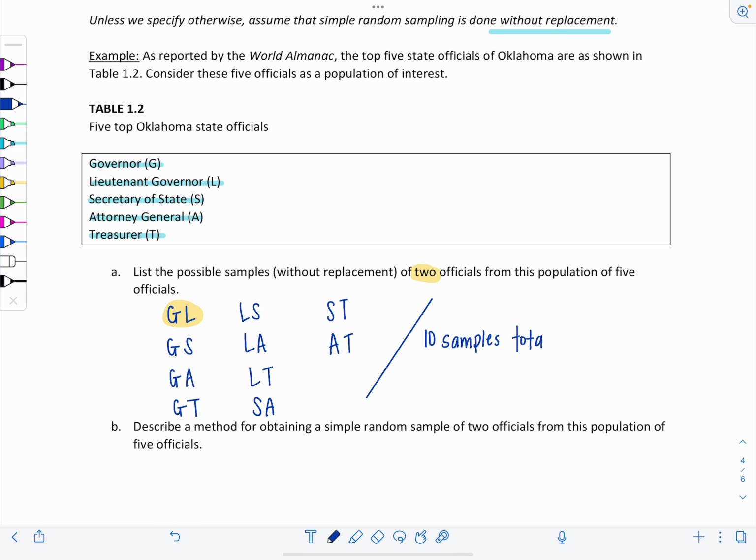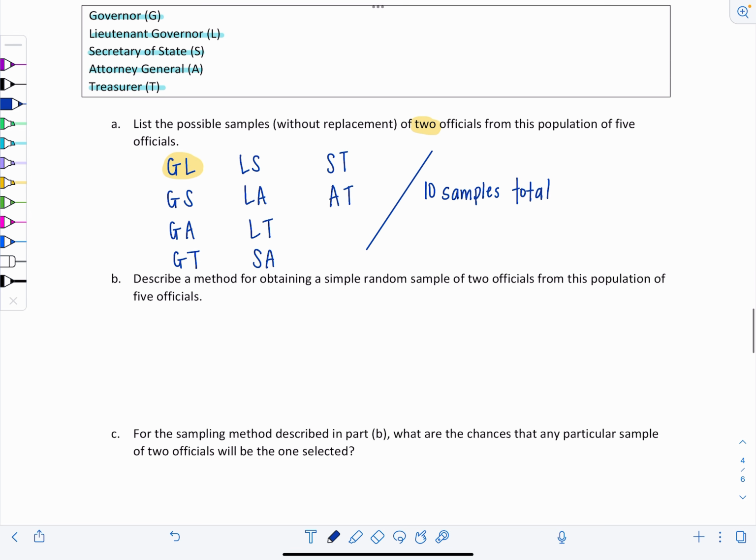And we were told to select 2 out of 5. Okay, so describe a method for obtaining a simple random sample of 2 officials from this population of 5 officials. So basically it's just asking, how would you go about picking 2 out of these 5 in a way where every single object has the same chance of being selected, okay? So we want to make sure that it's a simple random sample. So how could we randomly select 2 out of 5?